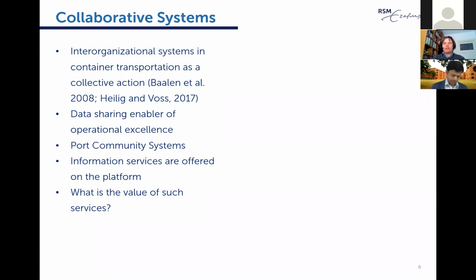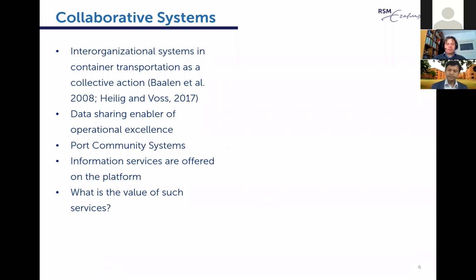And of course, you need to agree on the conditions under which data is shared and who is going to share that data, maybe a neutral third party that everybody trusts. But at least data sharing is seen as an enabler of operational excellence, and that justifies the role of a data sharing system. Now, port community systems are actually the exponent of that, right? So port community systems are in principle collaborative systems. They are used by various organizations to help them share data among themselves.